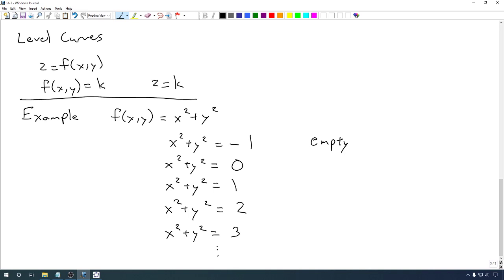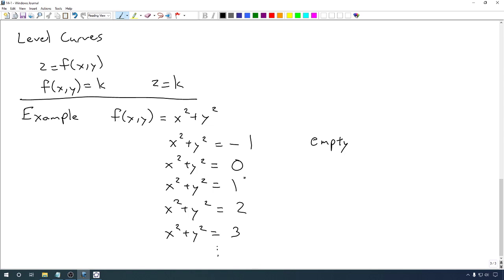Technically, the definition that the book uses, they specify that the k's here will need to be in the range of the function, meaning that there is going to be some output that gives that number. But if we don't know the range of our function, there's no reason why we can't just set it equal to that number and then later on show that, no, this doesn't result in a curve.